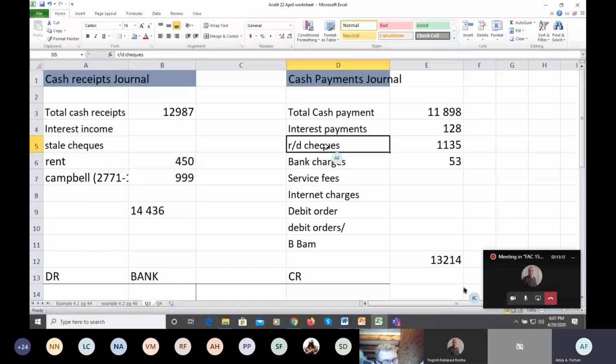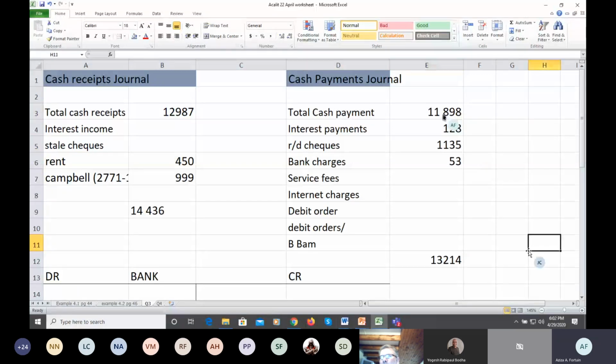Remember, people, this is not the actual cash receipts and the actual cash payments. Remember, this amount here was your cash receipts journal. That was your cash receipts journal before you became wiser. There's still interest payments, there's still people that paid, but then they didn't really have the money in the bank account. Bank charges, you will only know afterwards. So just look at this as the adjusted one that you're doing.